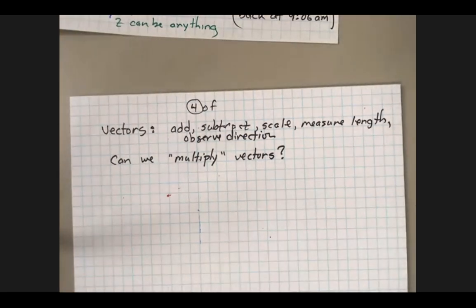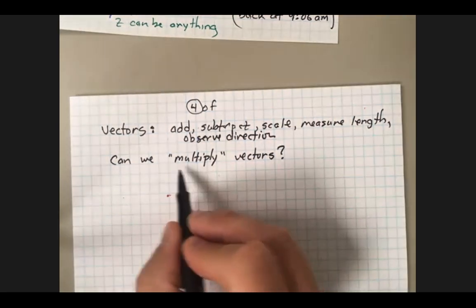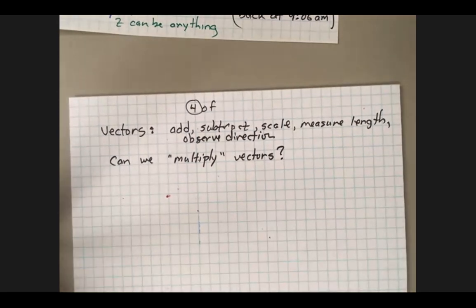I mean, it's a little bit like how you deal with real numbers, right? You can add 4 and 5, you can subtract 4 and 5, you can double 4 or double 5. You can also multiply 4 and 5. 4 times 5 is 20. You multiply 4 and 5 and you get another number called 20. Vectors are made out of numbers. So it's not an unnatural question to ask, can we multiply vectors?